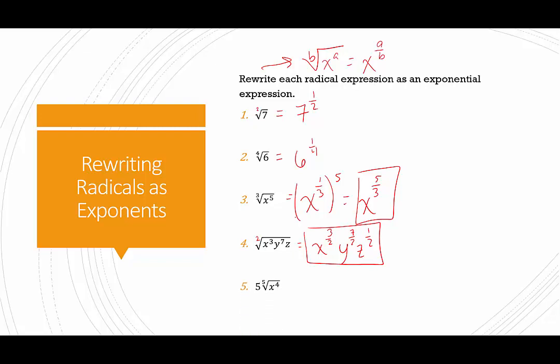And lastly, we have 5 times the 5th root of x to the 4th. The 5 is unaffected by anything going on with this. This would become 5 times x to the 4 over 5.